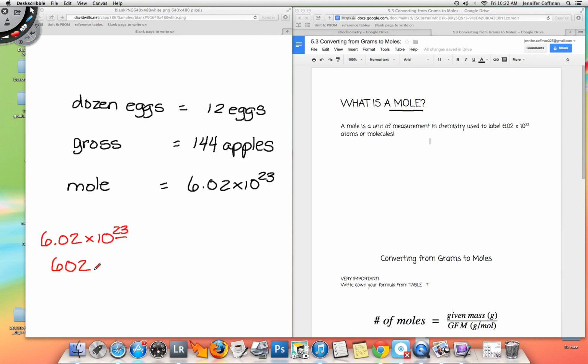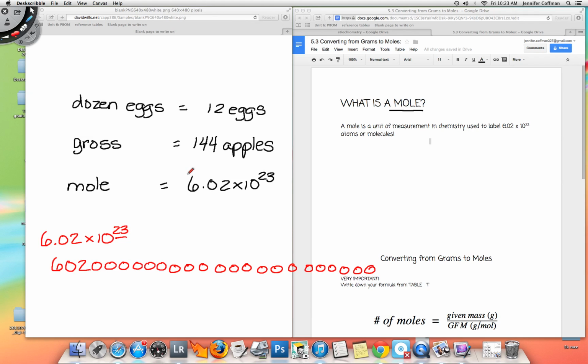it would be 602, and I move the decimal 2 places to the right, and then I would have to put 21 more zeros after. So if you started counting right now, you couldn't count that high. All right.